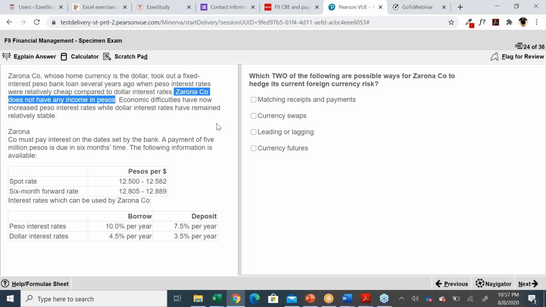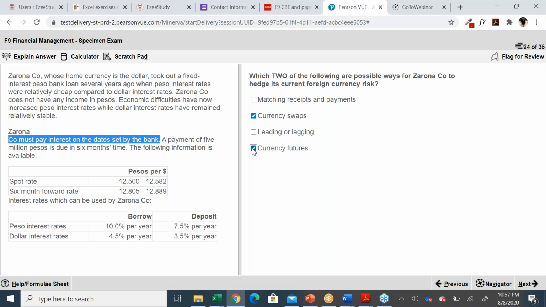Then it says the company must pay interest on dates set by the bank, must pay. So it can't lead or lag. So leading and lagging is not possible. So the two options that are left are currency swaps and currency futures. So this is a very good test of your reading skill as well, whether you have read each and everything in the question.